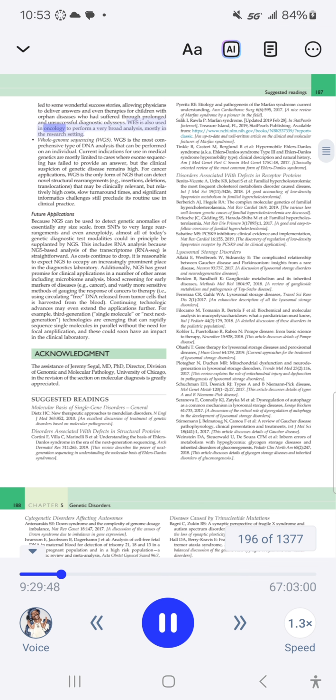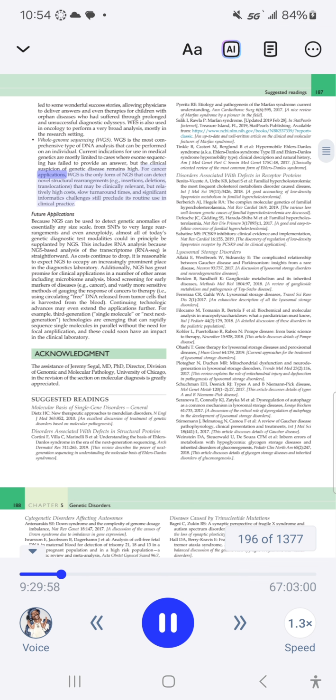WES is also used in oncology to perform a very broad analysis, mostly in the research setting. Whole genome sequencing (WGS). WGS is the most comprehensive type of DNA analysis that can be performed on an individual. Current indications for use in medical genetics are mostly limited to cases where exome sequencing has failed to provide an answer, but the clinical suspicion of genetic disease remains high.